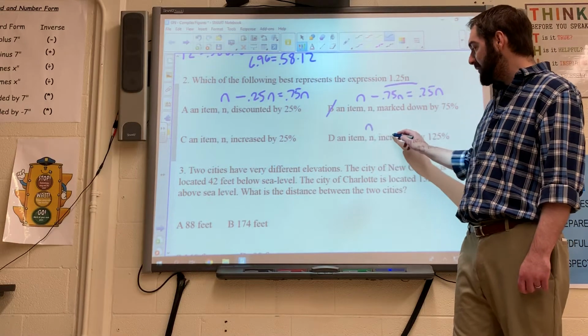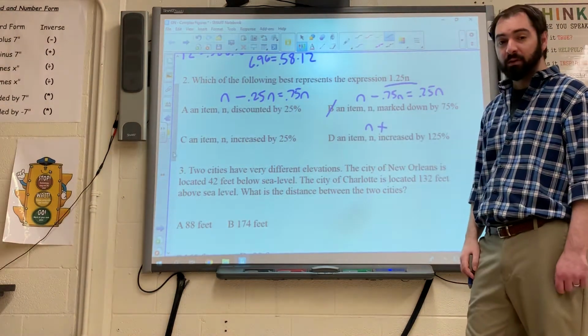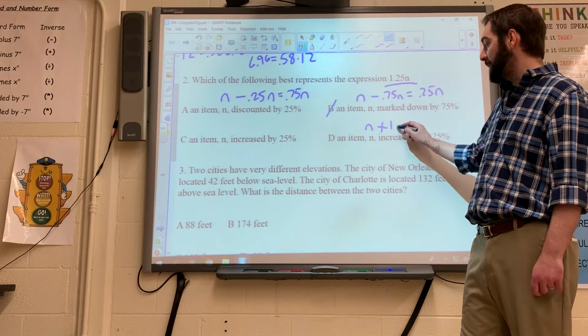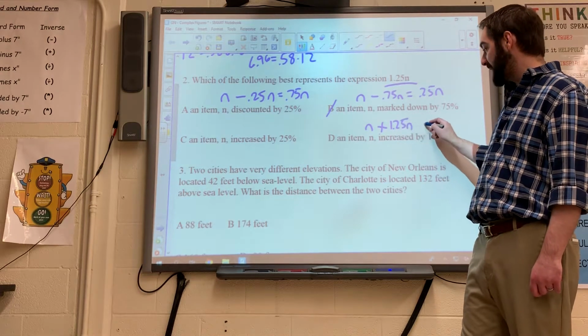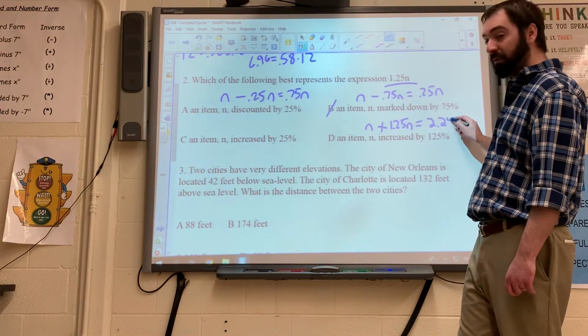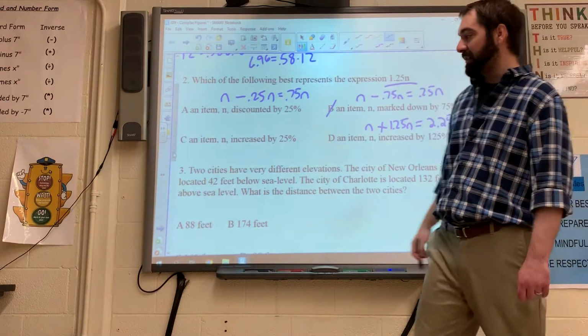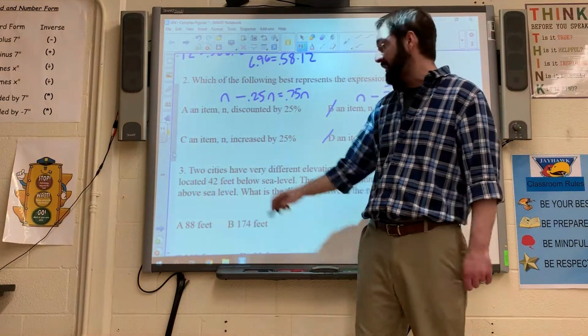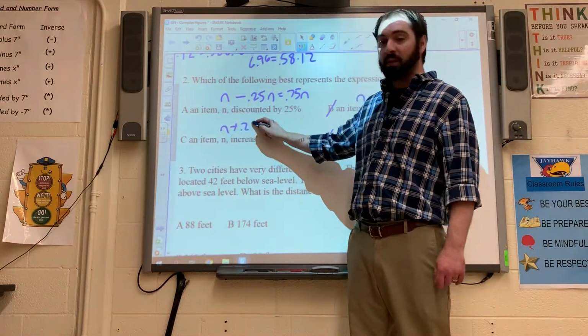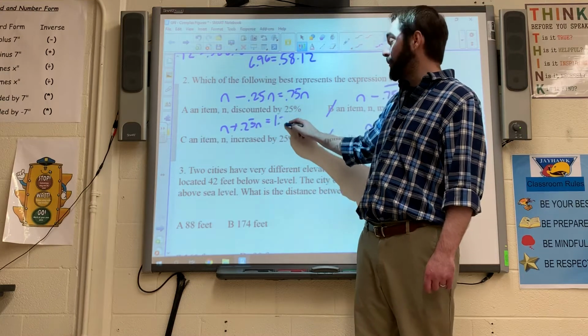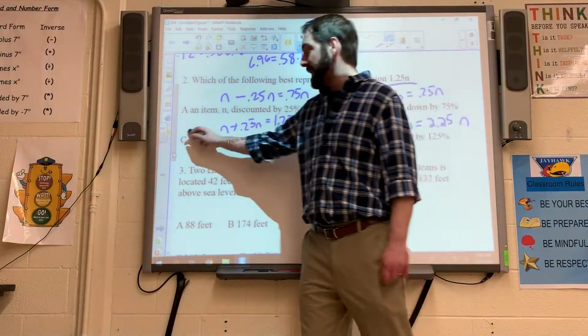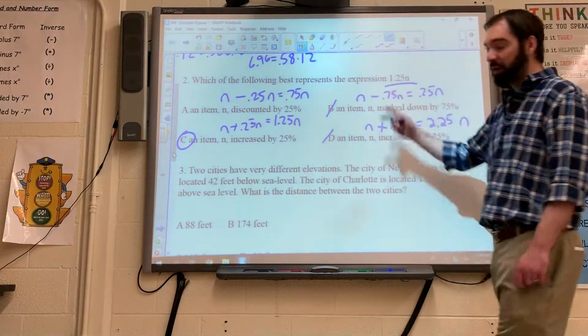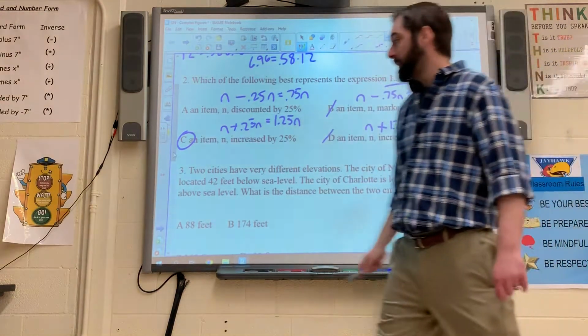D, n increased. Okay, we had something that's going to be greater than 1. 125% is 1.25% n. Here we get 2.25n. Still not our answer. Let's just make sure that C would be the best answer. n increased by 25% of n gives me 1.25n, which would be answer choice C. The item's been increased by 25%.